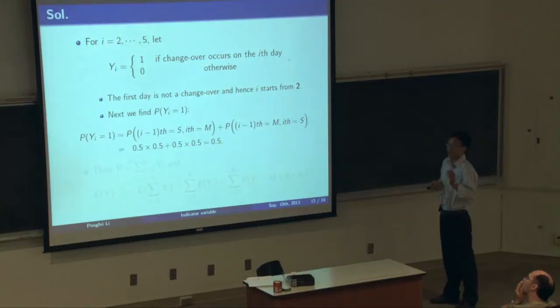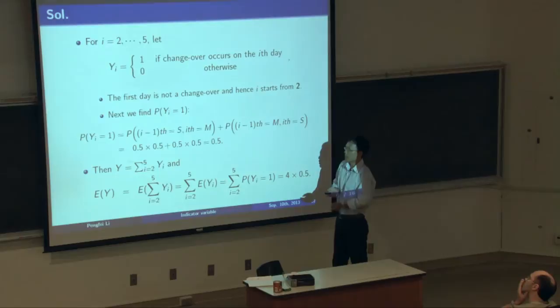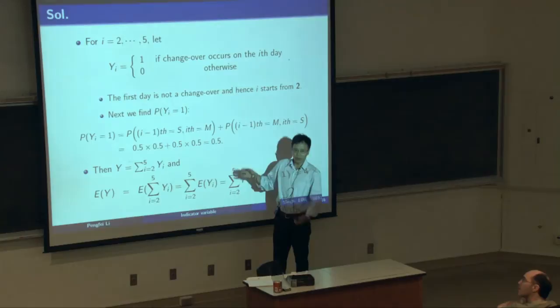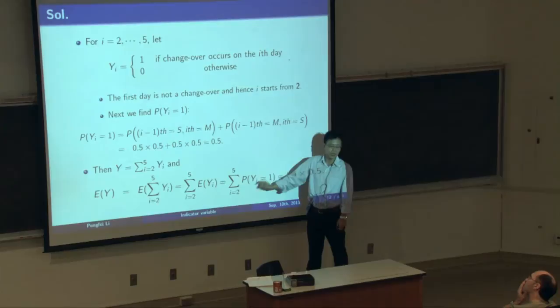And then we express our Y in terms of the summation of Yi. So we express Y as the summation of four indicator variables. Again, we just follow the previous step. The expectation of Y is equal to the expectation of the summation. Exchange the order, replace the expectation of Yi with the probability of Yi, and plug in 0.5. Then you get 4 times 0.5.